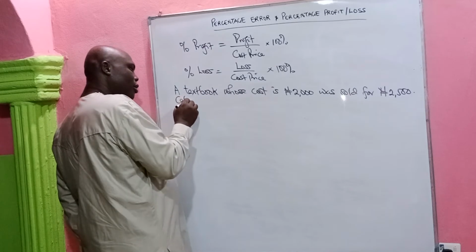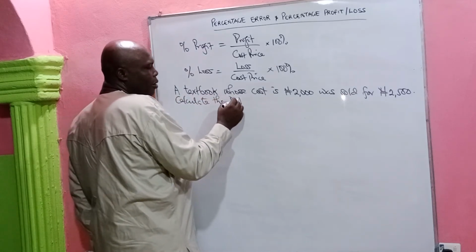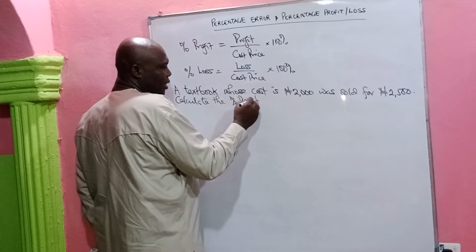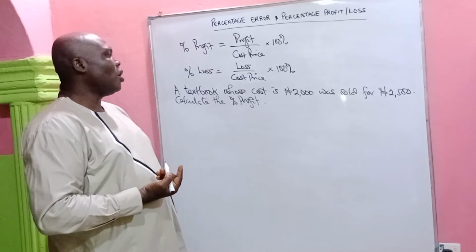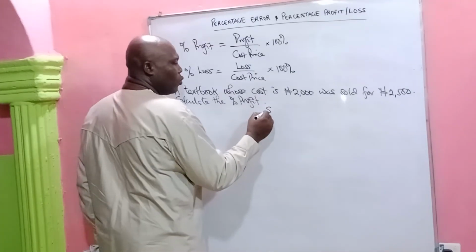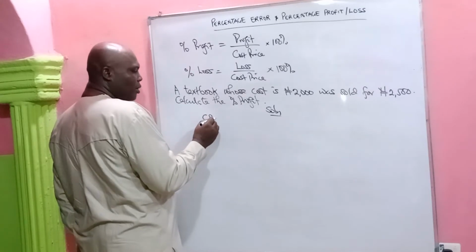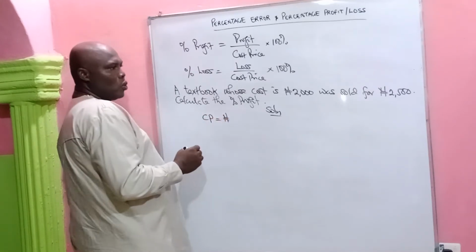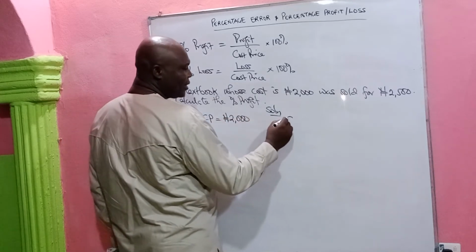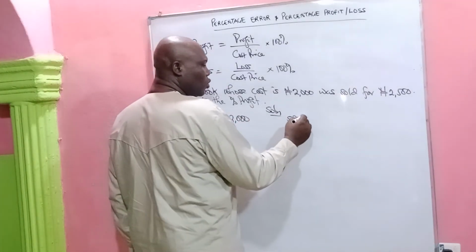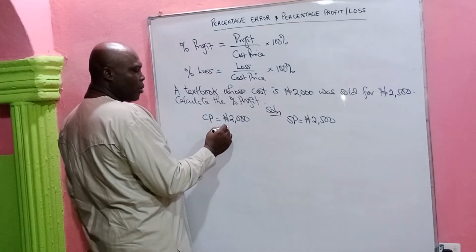Calculate the percentage profit for the sales. All right, so we want to calculate the percentage profit for the sales of a textbook. The cost price of that textbook is 2,000 naira. However, the textbook was sold for 2,500. So we need to know the profit or the loss.